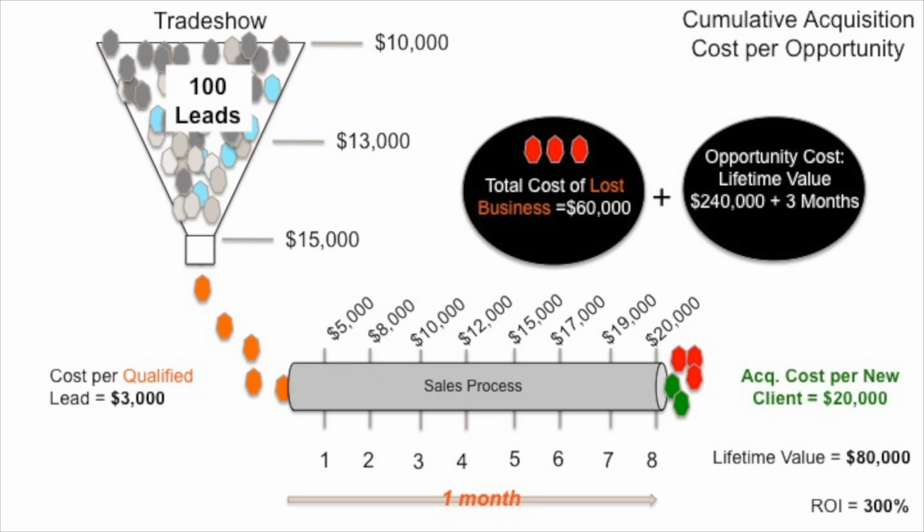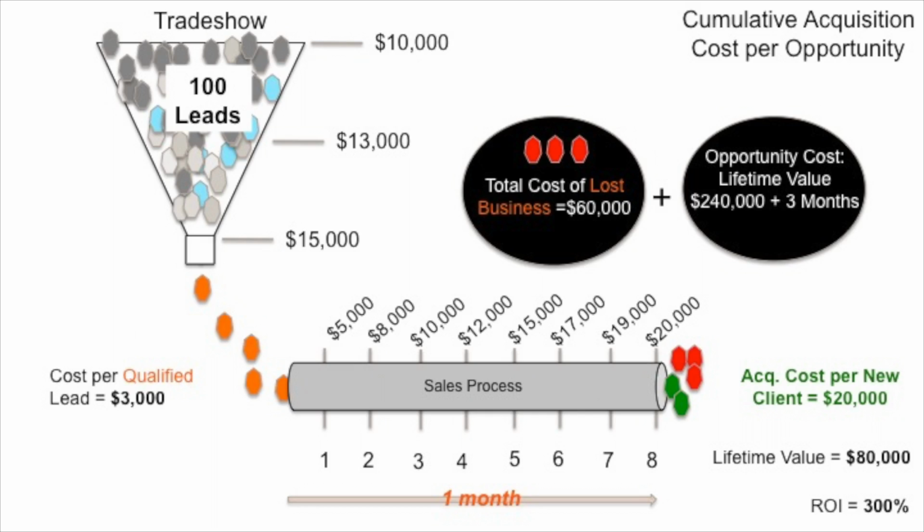Let's take one of those customers, and now you're going to put them through your sales process. Now, let's say that your process has 8 steps. And typically you have a sales cycle of 1 month. In other words, it takes you a month from a qualified lead to closing the sale. It takes you 1 month. And you go through your sales process.